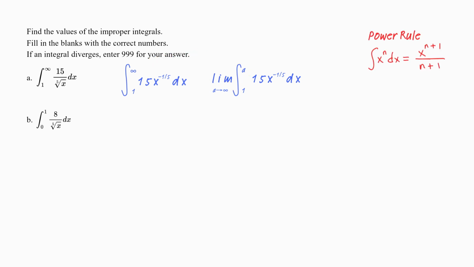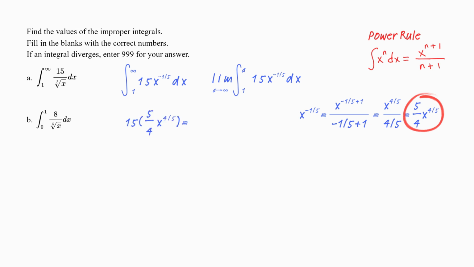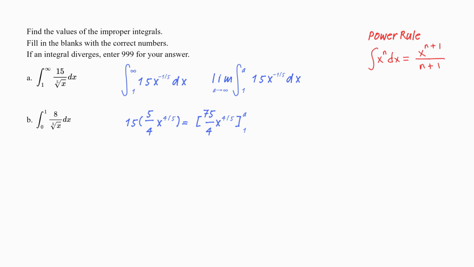Now we apply the power rule. Add 1 to the exponent and divide by the new exponent. So x to the power of negative 1/5 becomes 5 over 4, x to the power of 4 over 5. Now multiply 15 by 5 over 4, x to the power of 4 over 5. This simplifies to 75 over 4, x to the power of 4 over 5, evaluated from 1 to a.